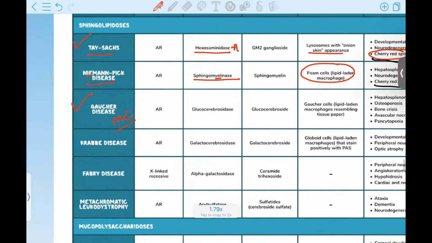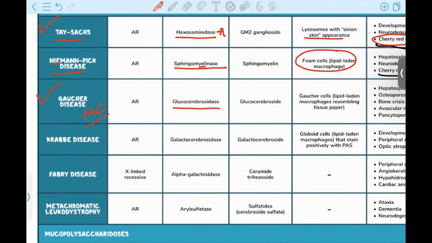Next, Gaucher disease is due to deficiency of glucocerebrosidase, and Krabbe disease is due to galactocerebrosidase deficiency. And Fabry is the only X-linked recessive lysosomal storage disorder. And this is due to deficiency of alpha galactosidase.